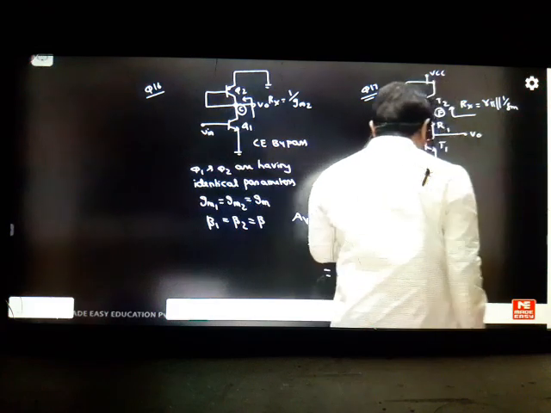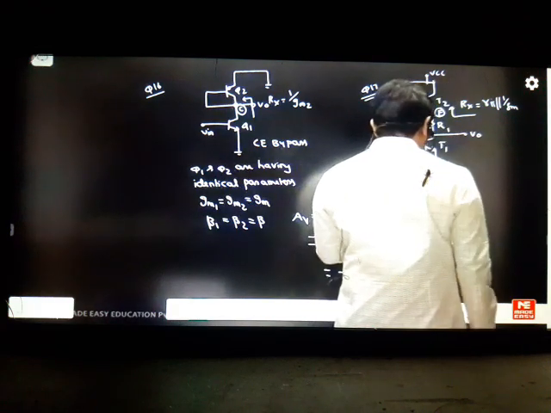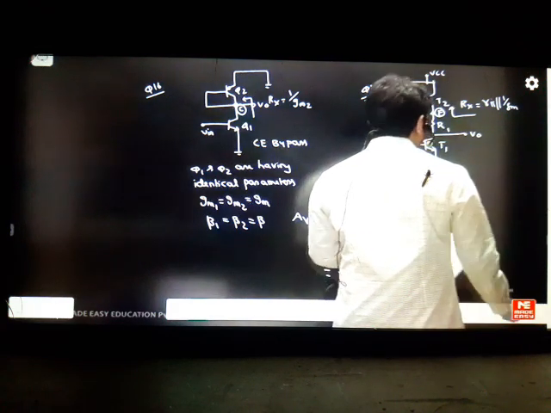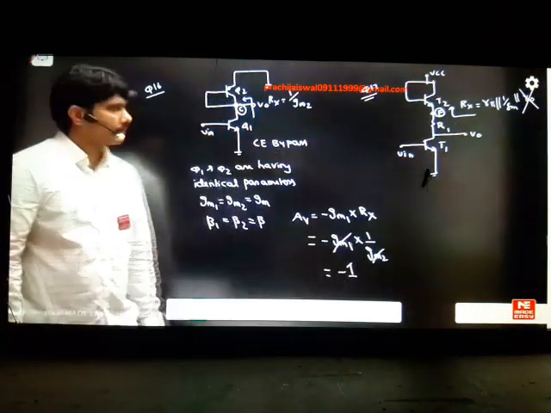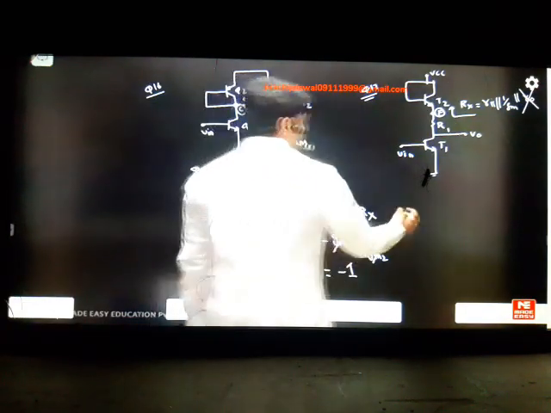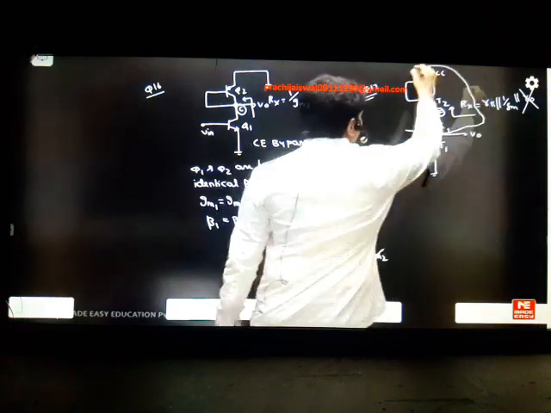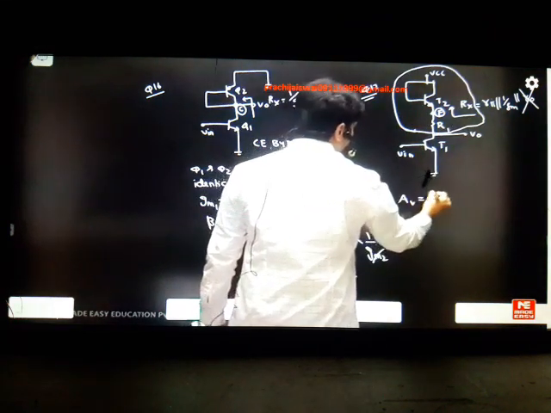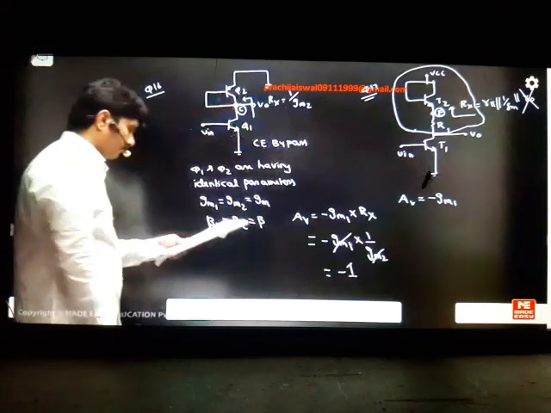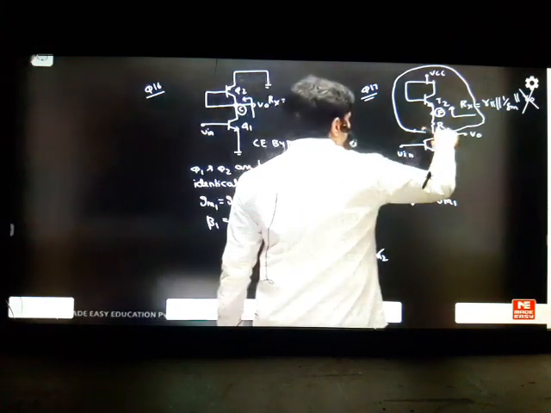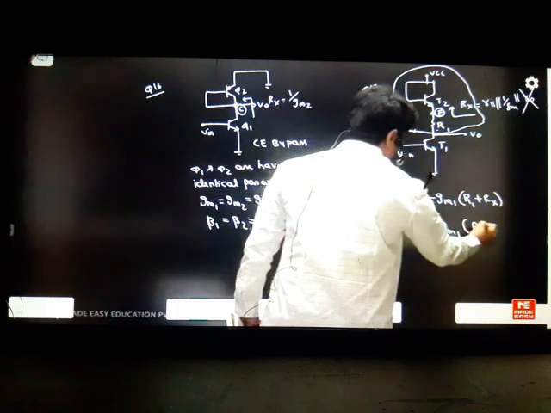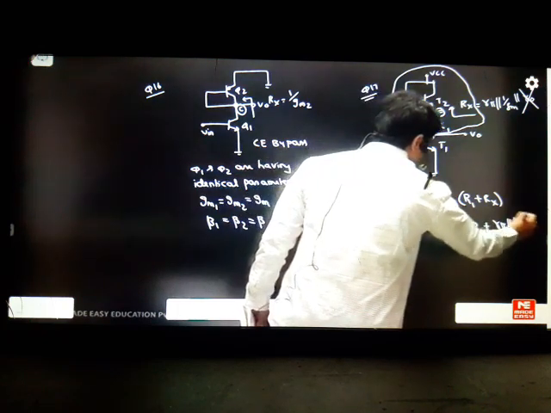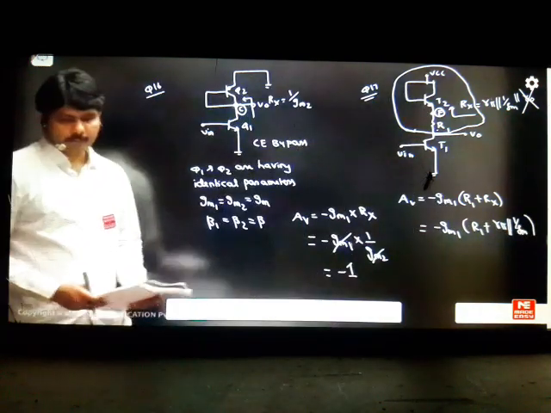Is there any R0 given in the problem? R0 is not given. He said to neglect the early effect, so we can neglect it. So I kept R pi parallel to 1 by gm. I can write this total as my load. So the gain formula here is minus gm1, of the first transistor, into the load, R1 plus Rx. It is minus gm1 into R1 plus R pi parallel to 1 by gm. You can see this option in your book.